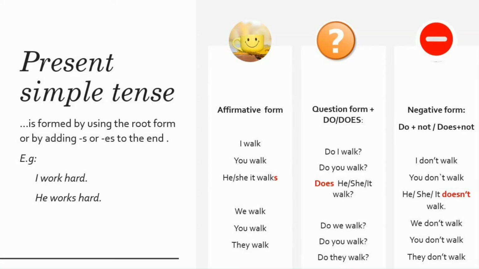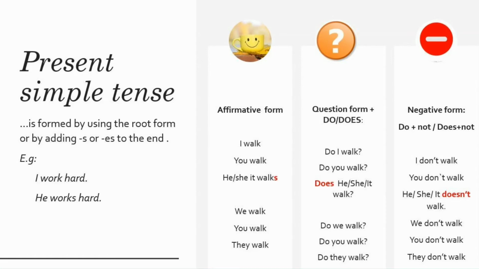The question form of the present simple tense is by adding do or does before the subject. Do I walk? Do you walk? Does he walk? Does she walk? Does it walk? Do we walk? Do you walk? Do they walk?